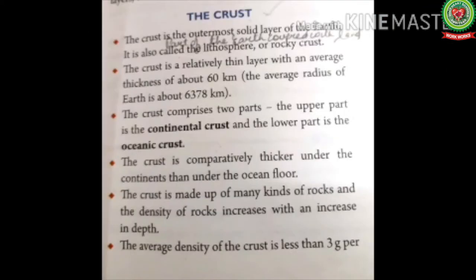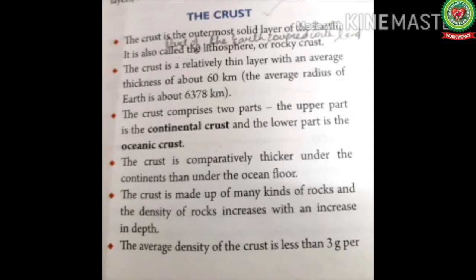The crust. The crust is the outermost solid part of the Earth. It is also called lithosphere. Lithosphere means part of the Earth covered with land or the rocky crust. The crust is a relatively thin layer with an average thickness of 60 kilometers. The average radius of Earth is about 6,378 kilometers. We should know this thing that crust is the thinnest layer among all.